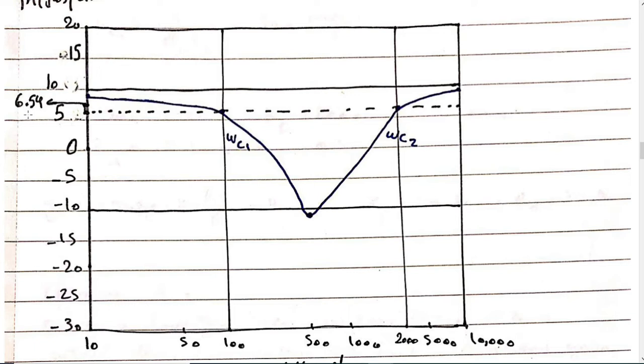So this dash line is 6.54 in dB. So what is the maximum value? Eric, what's the maximum value? I don't know.